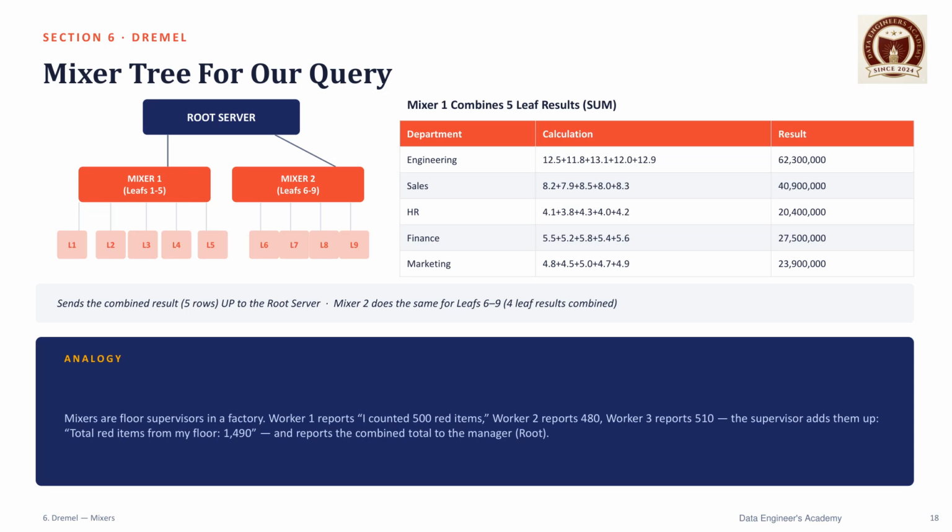Here is the mixer tree for our specific query. Mixer 1 aggregates results from leaves 1 through 5, while Mixer 2 aggregates leaves 6 through 9. They act like supervisors summing up local totals.